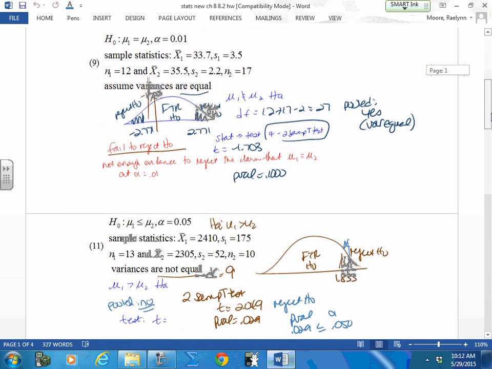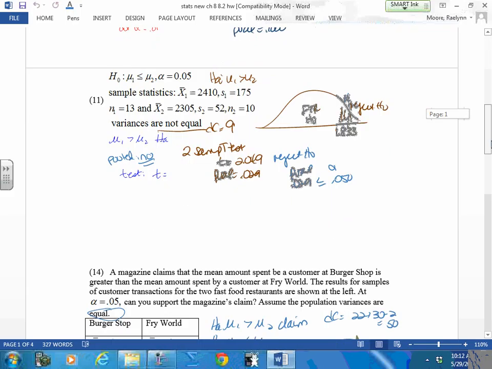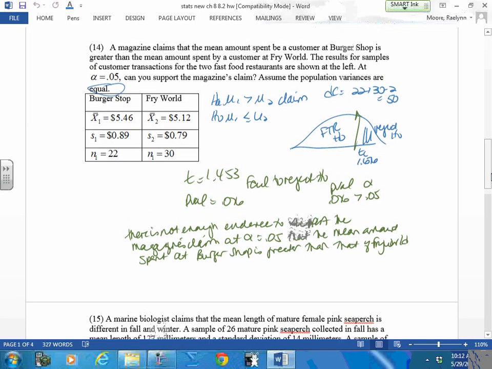Okay, number 9, I took number 9 away, right? I went right to the word problems because they make more sense than looking at the other problems. All right. A magazine claims, here comes your claim, that the mean amount spent by a customer at the burger shop is greater than the mean amount spent by a customer at Fry World. The results for their sample are in the little box there. At a level of significance of 0.05, can you support the magazine's claim? Assume your population variances are equal.